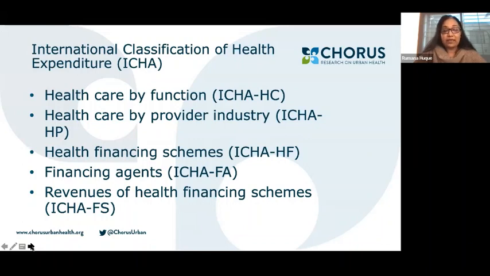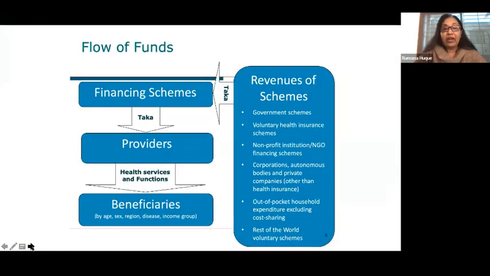I will show a flow diagram very briefly of how funds flow. On the right-hand side, in the box, there are revenues of schemes. You can see that there can be government schemes, voluntary health insurance, non-profit institution or NGO financing schemes, and corporations, autonomous bodies and private companies. Other than health insurance, they can also provide funding for health expenditure. People often use money from their own pocket. They spend from their salary, or even sell their land and resources to pay for health expenditure.